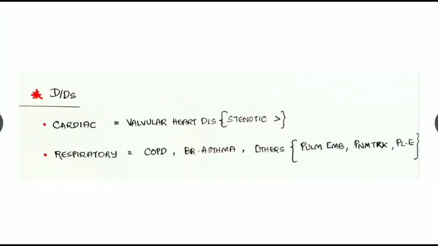What are the differential diagnoses? It is mainly divided into cardiac causes and respiratory causes. In cardiac causes, it is most favorable for a valvular heart disease, that is the stenotic type. In respiratory diseases, it can be a COPD, that is chronic obstructive pulmonary disease. It can be bronchial asthma and many others like pulmonary embolism, pneumothorax and pleural effusion. These are the differential diagnoses if such a patient presents to the OPD.